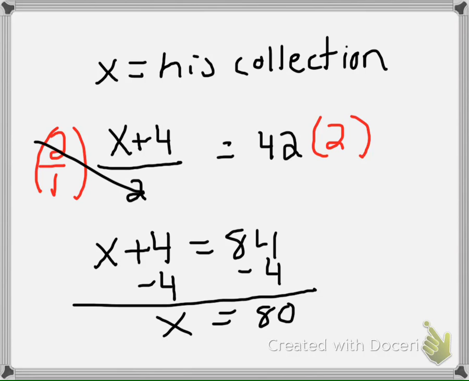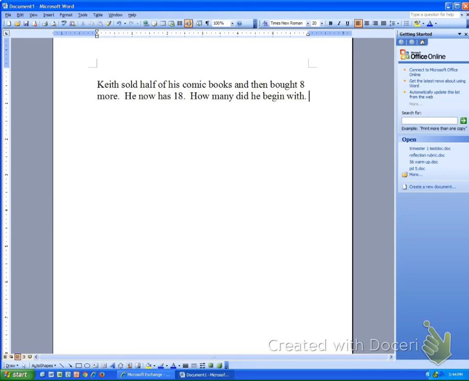Okay, let's go to the next one. Keith sold half of his comic books and then bought 8 more. He now has 18. How many did he begin with?